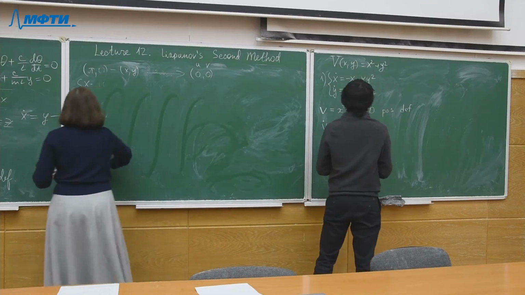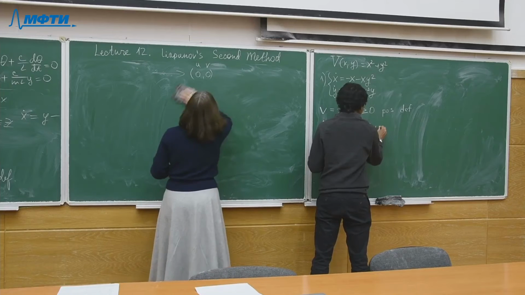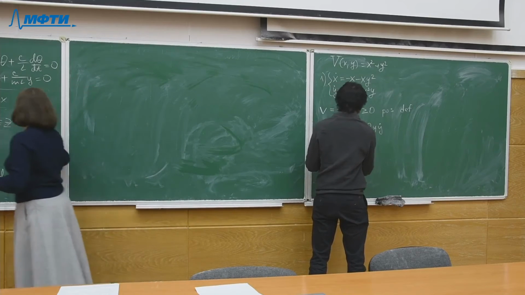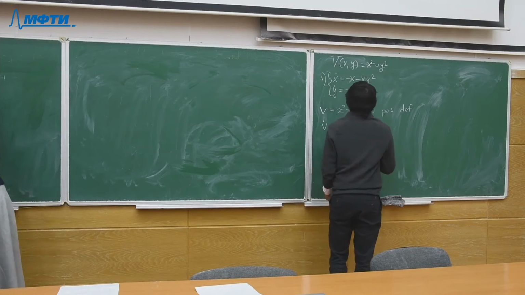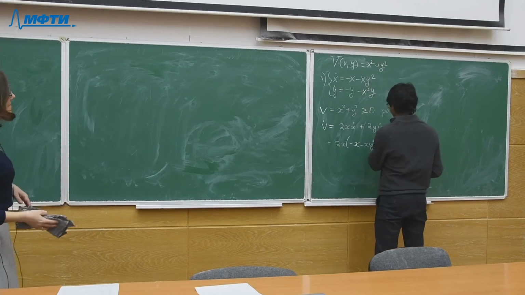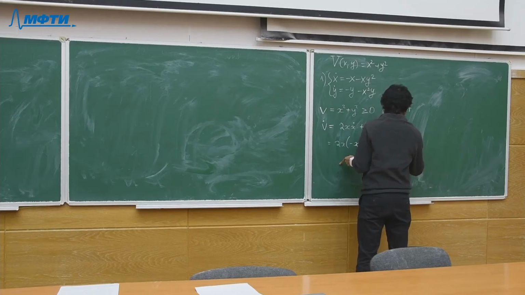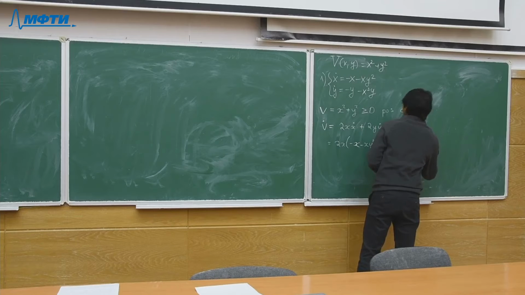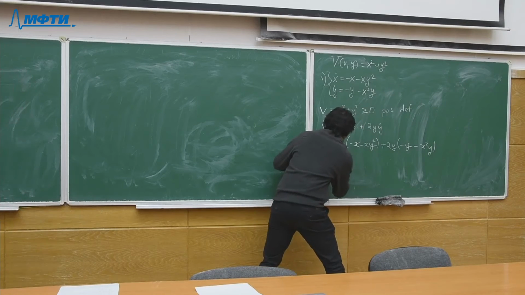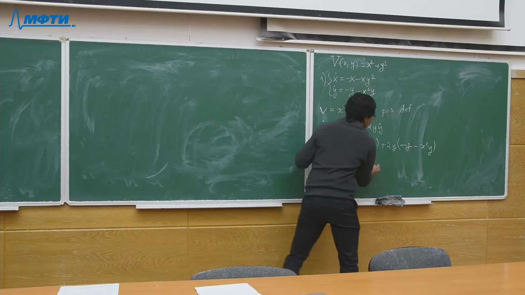V dot is equal to, substitute for y, plus 2y and y dot is minus, minus, here and 1 plus x.